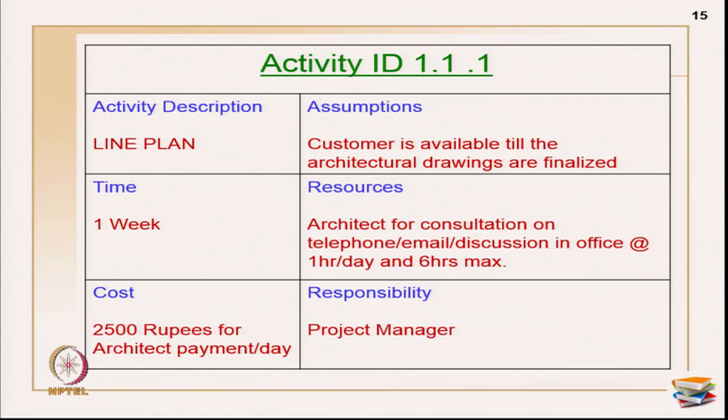Time required approximately 1 week. Resources, how many people you want, one architect is enough for consultation, and even that person need not be available permanently, maybe 1 hour per day is enough, maximum of 6 hours is more than sufficient for the whole work. And the discussions can happen through telephone, email discussions and what not. So, what is the cost consumed for this activity? 2500 rupees we have to pay for the architect per day, that is the whole cost part. And who is responsible to execute this line plan? It is a project manager. So, who is in charge for executing this work? It is a project manager.